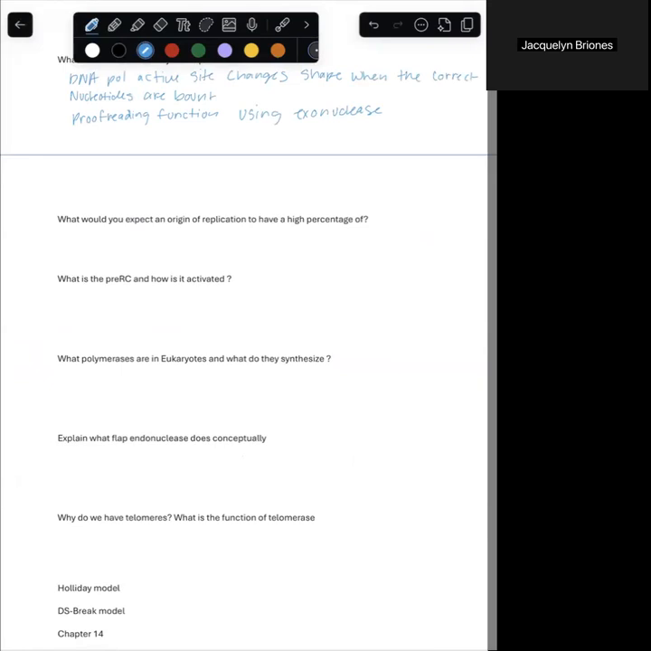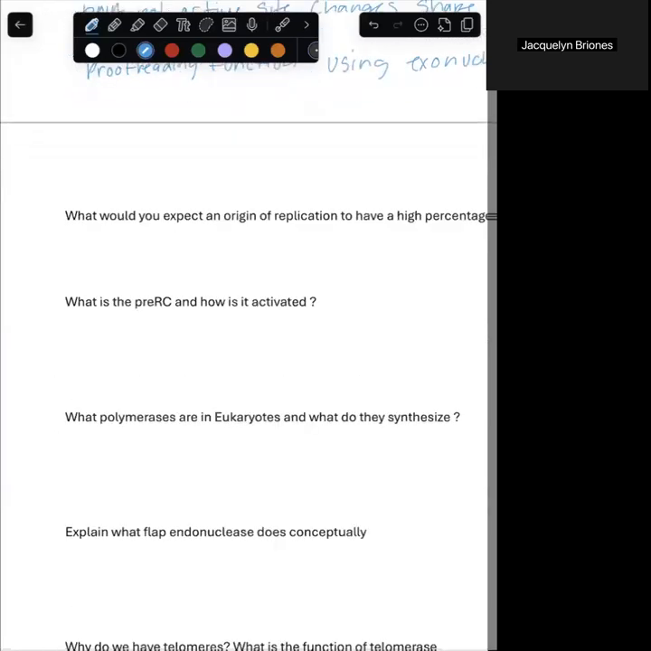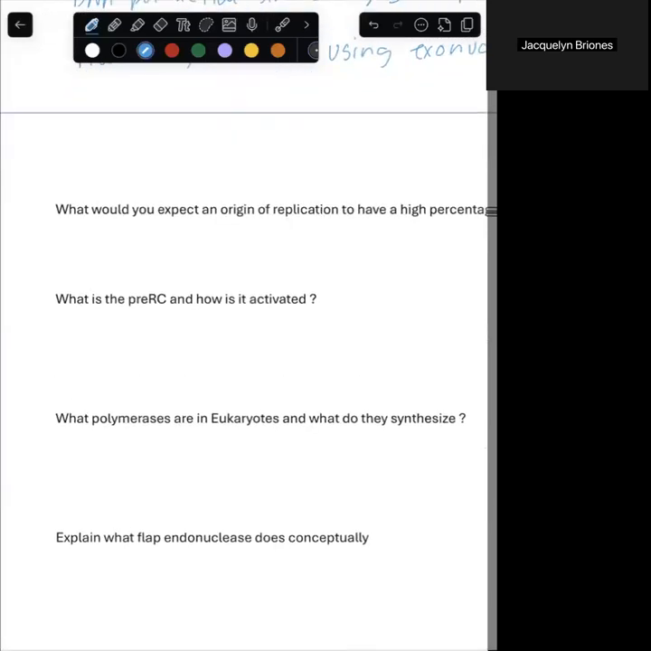a high percentage of? So we would expect an origin of replication to have a high percentage of A and T bonds, because there's only 2 hydrogen bonds versus G and C bonds have 3 and they're more stable. So for an origin of replication, you want to make it easier for them to come apart. So you would have a high percentage of AT bonds.